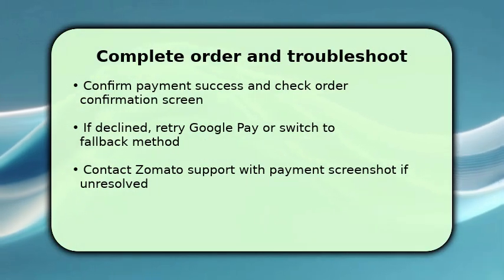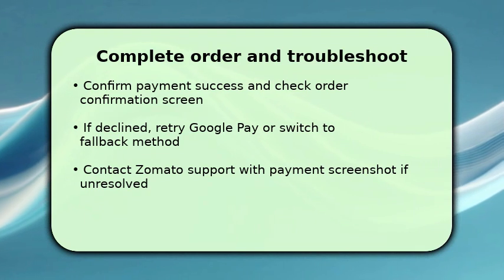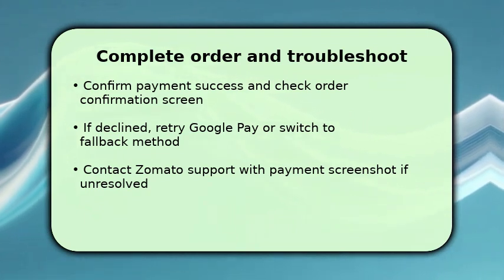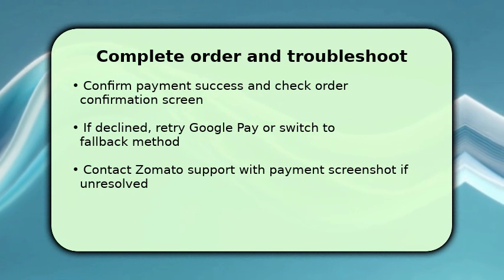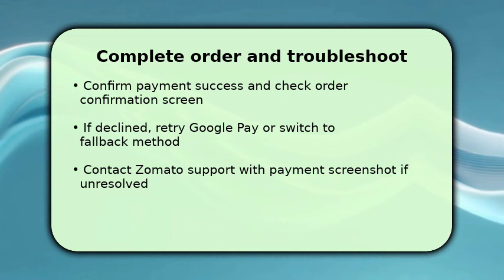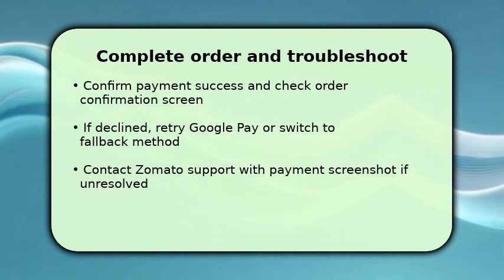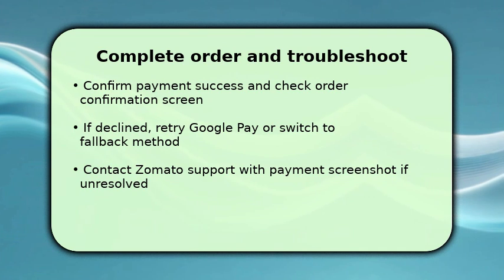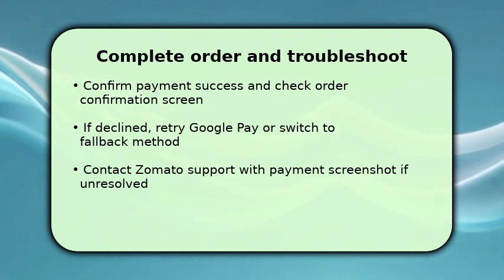If the transaction is declined, first retry using Google Pay and ensure you're logged into the same Google account that holds the Play Balance. If that fails, switch to your fallback card or UPI to avoid delays, then capture screenshots of errors and payment attempts. If issues persist, contact Zomato.